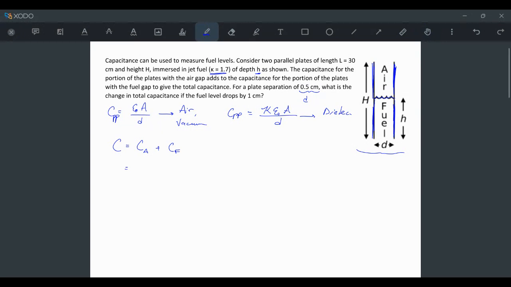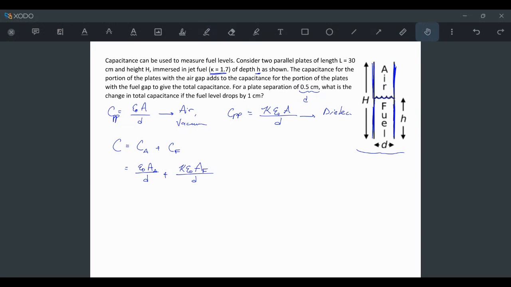We can write down what the capacitance is for each. And I'm going to use A subscript A to denote the area of the capacitor in the air region. Write down the dielectric constant because fuel is a dielectric. There's some area of that capacitor submerged in fuel, but the distance is still d. So this is our total capacitance here.